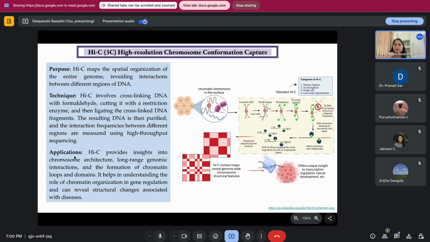Applications: as you see here, Hi-C provides insight into the chromosomal architecture, long-range genomic interactions, and formation of chromatin loops and domains. It also helps in understanding the role of chromatin organization in gene regulation, and can reveal the structural changes associated with disease. For example, if you are comparing the normal state and the cancer state, you can draw insights into how the chromosome is organized, and relate that if the chromosome is arranged in this form, then it is leading to disease. So for this, Hi-C is used.